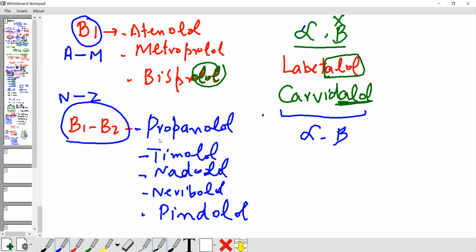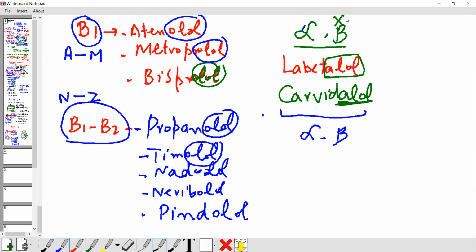Alpha and beta blockers. Beta blockers have a name ending in OLOL. You can see every drug: OLOL, OLOL. Okay? How about this?